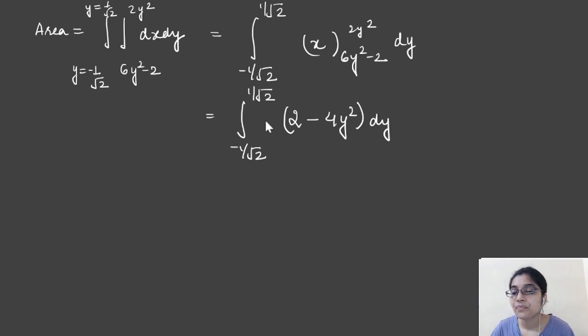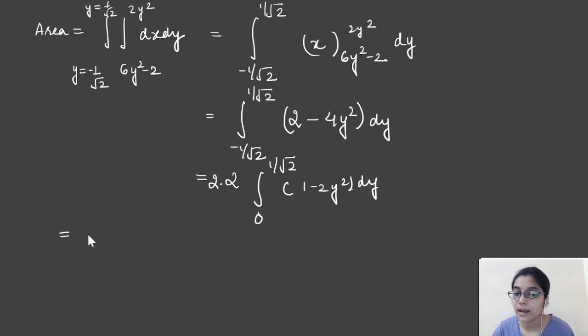Now you see that this is an even function. So from minus a to a I can make it 2 times 0 to a. That means 0 to 1 by root 2. And one more thing, from here we can take 2 common. Okay, so here we will get 1 minus 2y square dy. And now we will integrate this.